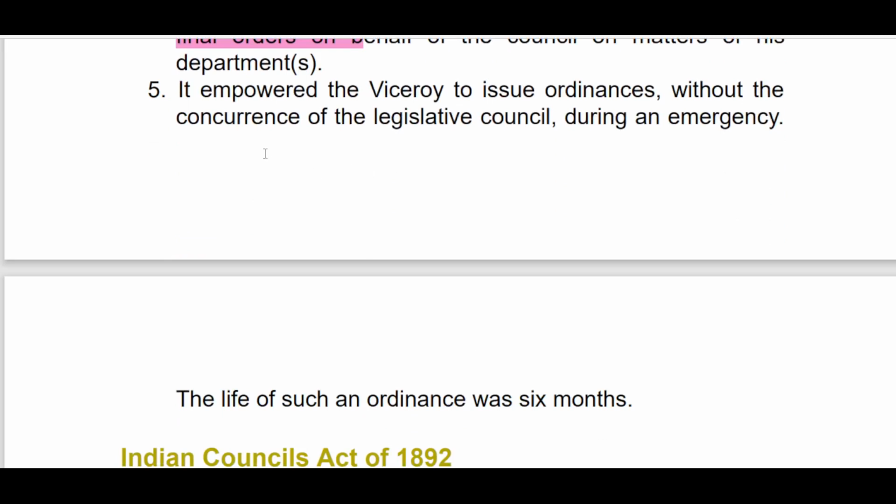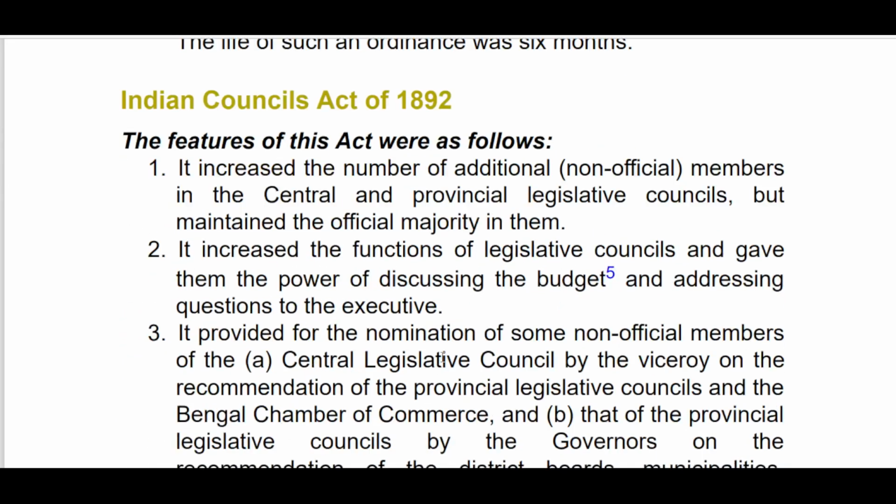The fifth point is that it also empowered the viceroy to issue ordinances without the concurrence of the legislative council during an emergency. The life of such an ordinance was 6 months.